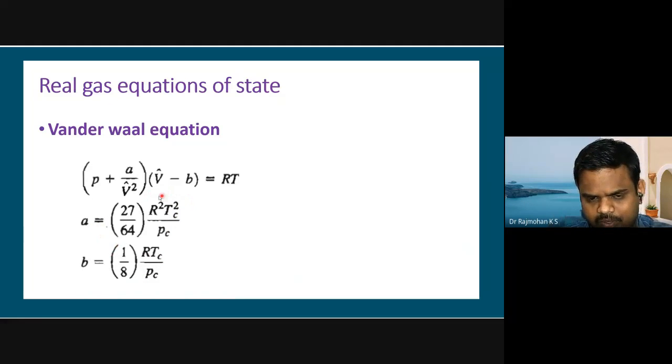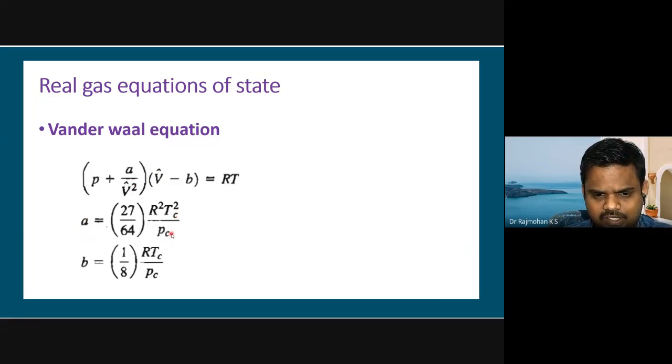Substituting with the proper units, this is your specific volume, V divided by N, that is V by N, in meter cube per kg mole. So (P plus a by V square) into (V minus b) equal to RT is the van der Waals equation. And this a and b are van der Waals constants.